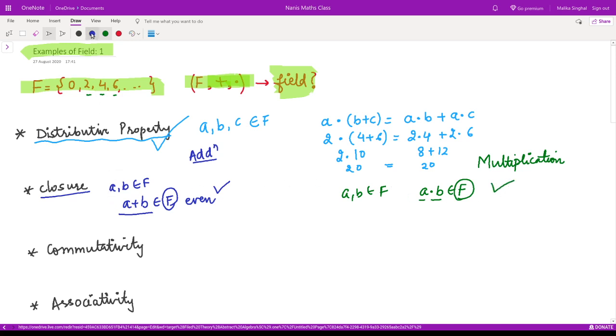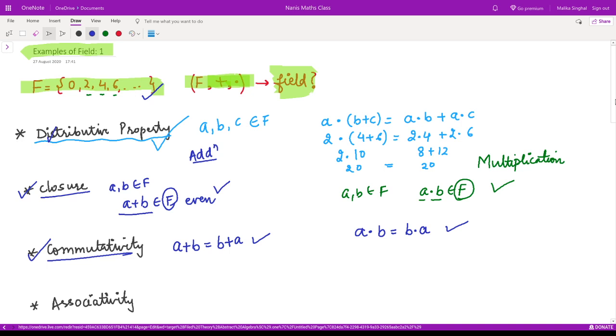Now let us look at commutative property under addition. What is that? For any two numbers a and b in the set F, a + b should be equal to b + a. For simple numbers, this thing is true. So this property is also satisfied. Moreover, for multiplication, the property is a·b should be equal to b·a. Also, this is true for numbers of such kind. So there is no problem in that. Commutativity is also valid. Closure is also valid. Distributive property is also valid, right?